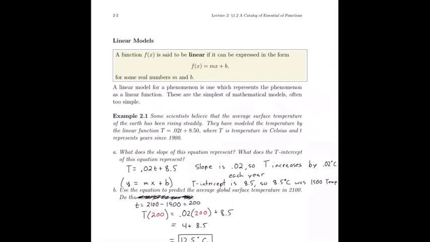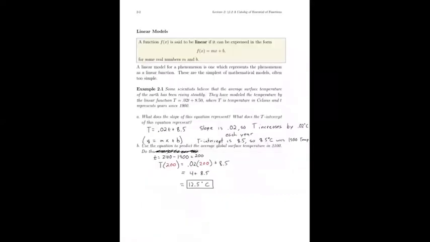So this is usually an oversimplification in actual mathematical models for real world items, but sometimes it can be close enough, right? And in calculus, we're going to use linear models or linear equations a lot to describe in close range, or in small proximity, more complicated functions. And we're going to find that describing things in terms of a linear function is actually pretty useful, and we can get a lot done with that. So a linear model for a phenomenon is one which represents the phenomena as a linear function, right? As we said. These are often too simple. I just want to emphasize that once again.